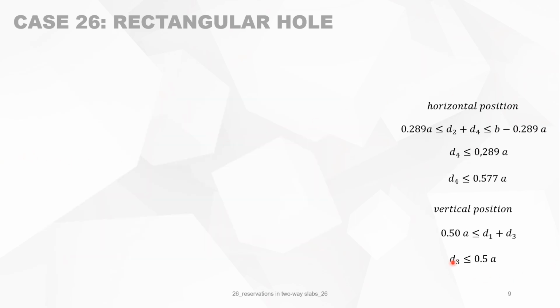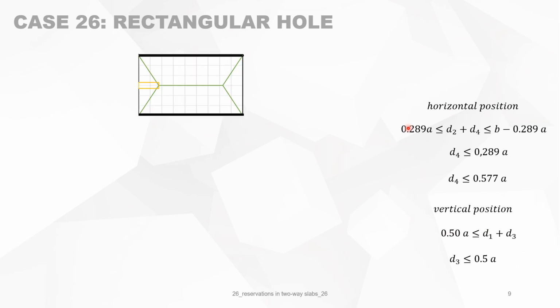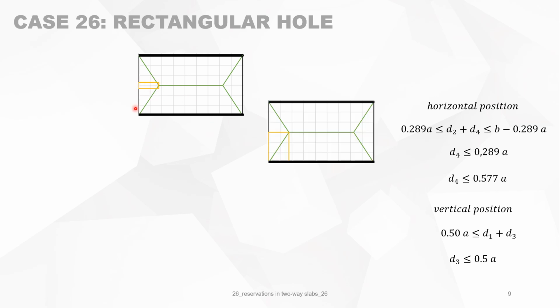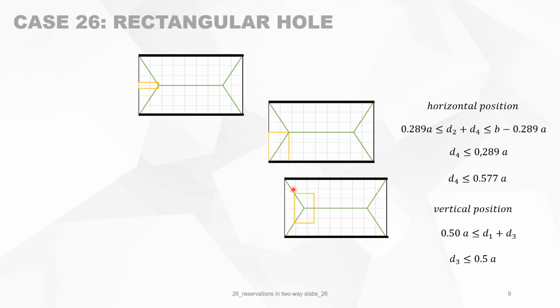Now we have the different conditions. By putting in the values of S1 up till S4, we got those conditions. Let's give an example of reservations that comply with those conditions. For instance, a reservation like that complies. A reservation like this complies too. It's on the limit, but it's okay.